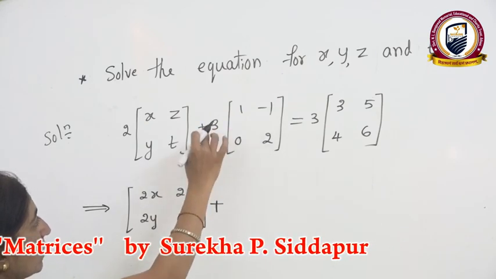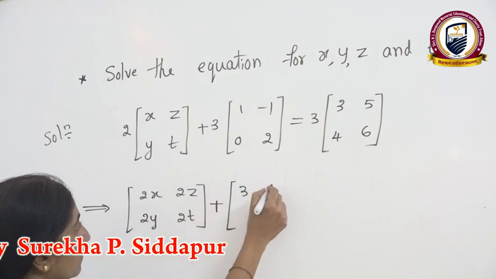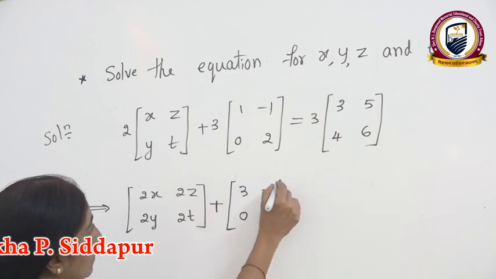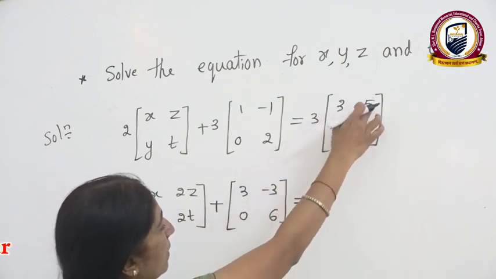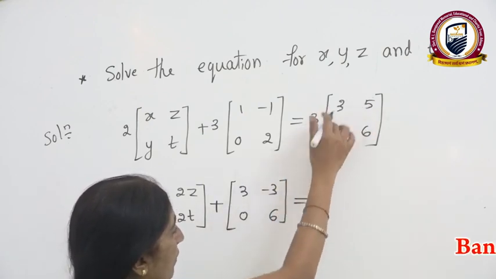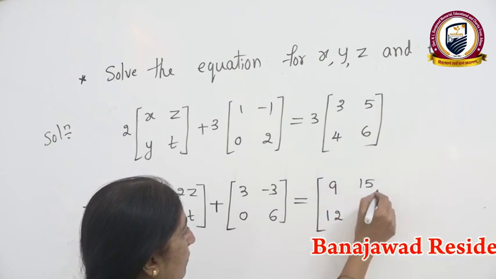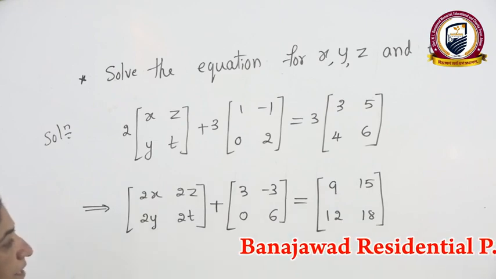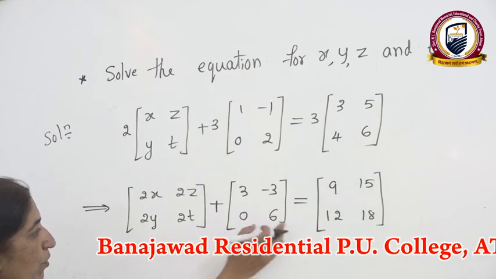Plus, next one, each element is multiplied with 3. Is equal to, in the next one each element is again multiplied with 3. Outside we have a 3. After multiplication, what will we do? On the left side we have to add the corresponding elements.